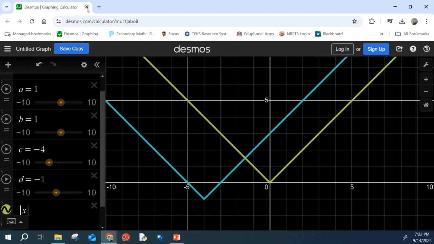Okay, so that does it for this video. Transformations are much simpler than you would think, and they end up working pretty much the same across all the function types. We'll see more of it as the year goes on.